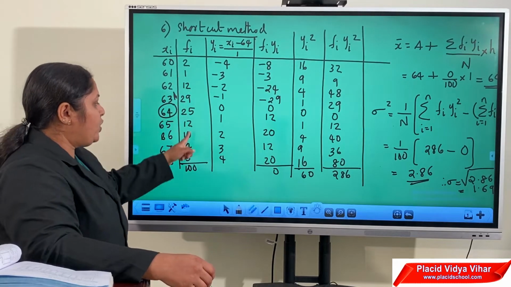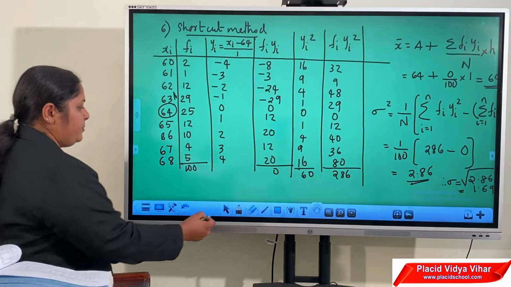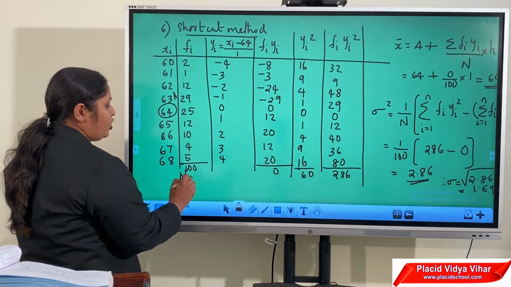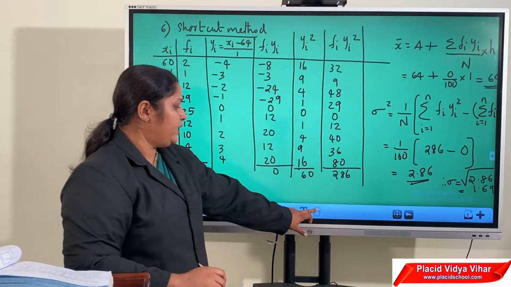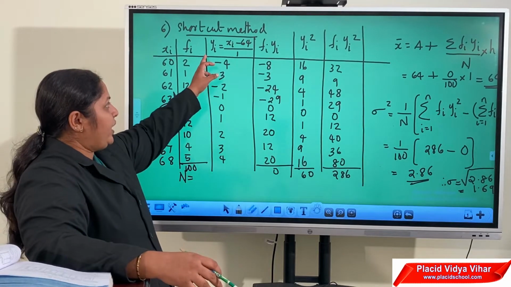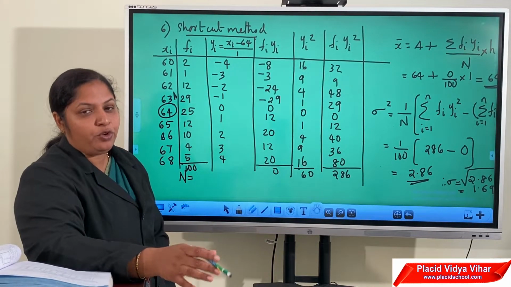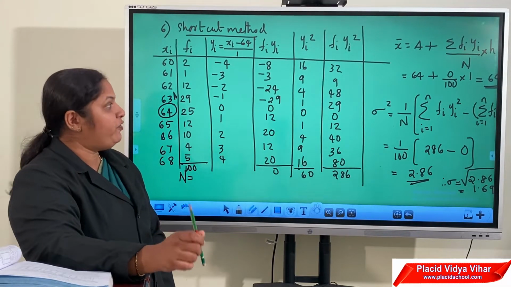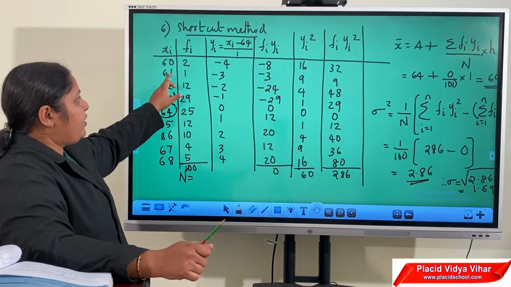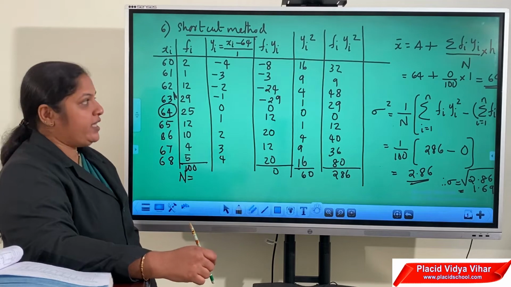Then the corresponding frequencies are listed down. When we take the sum, you will get capital N as 100, or sum of Fi as 100. Then find the deviation by the shortcut method. Yi is Xi minus capital A by H. Assumed mean is 64. That is Xi minus 64 by 1. That is 60 minus 64 by 1, minus 4. 61 minus 64 by 1, minus 3. Find out all the yi's.